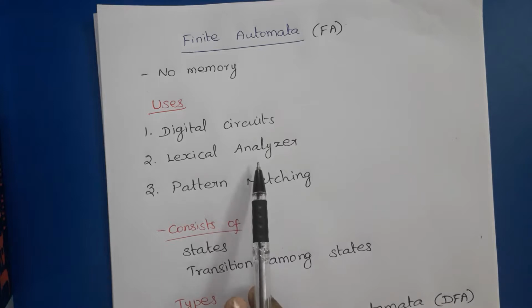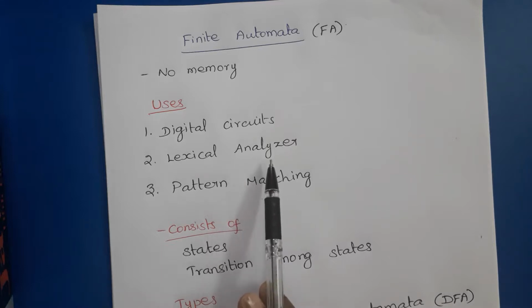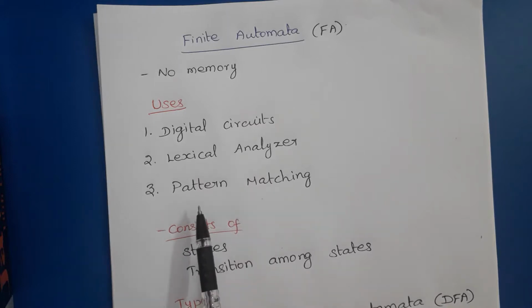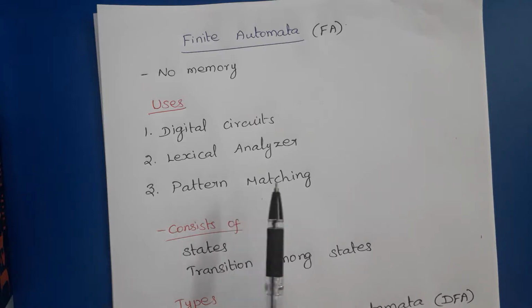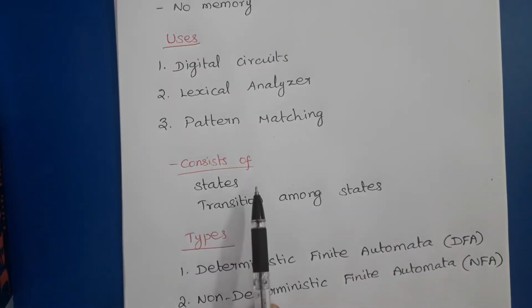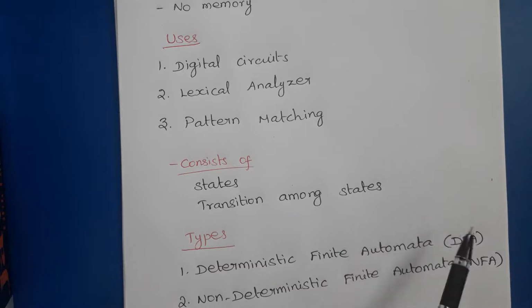The lexical analyzer reads the characters in the source program and groups them into tokens. Then the third use is pattern matching in large bodies of text. For example, if we want to search for a word or phrase or sentences in a web page, then this model can be used. And a finite automata consists of a set of states and transitions among states based on the input symbols.